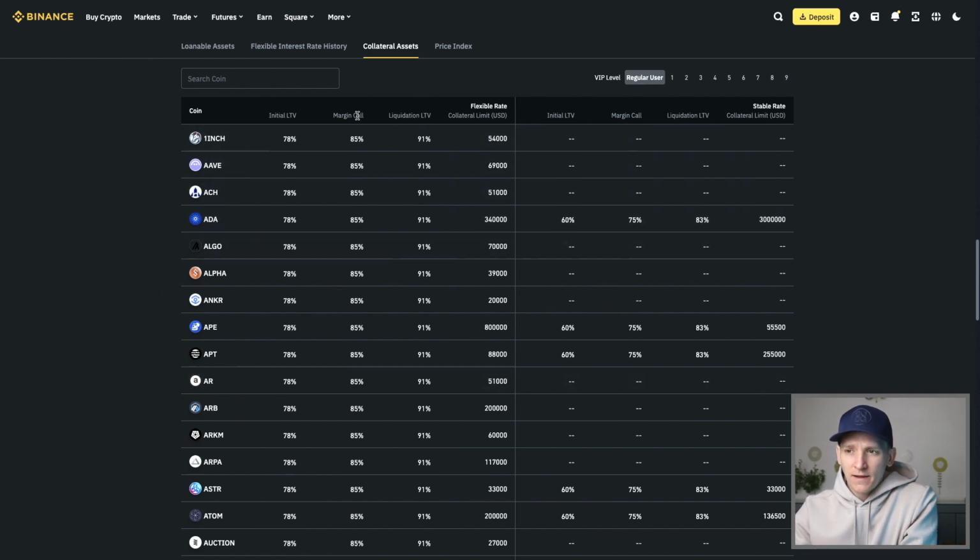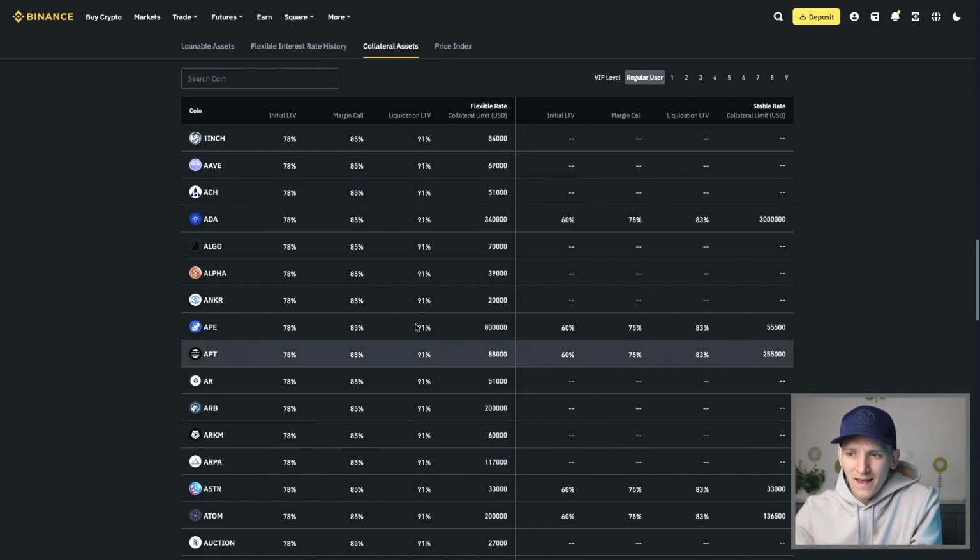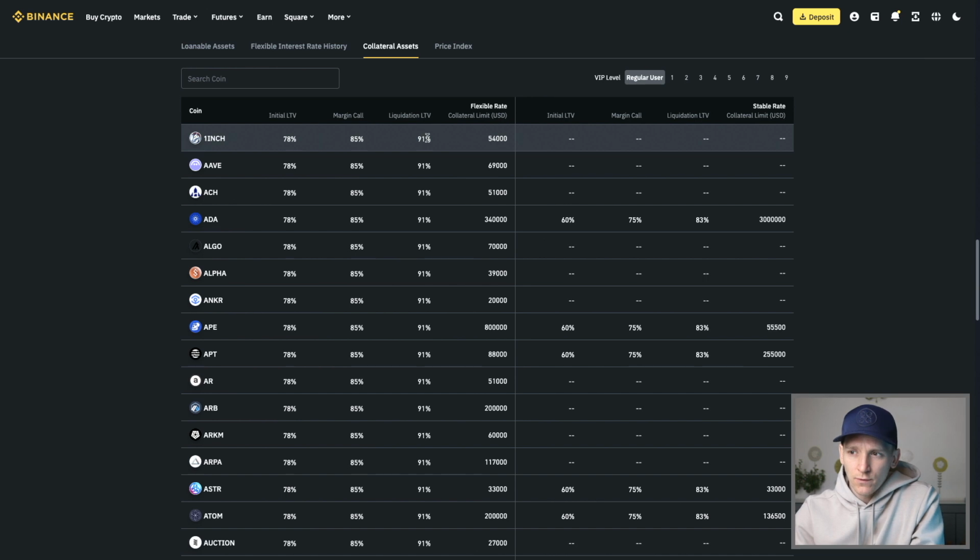Margin call, that is, like I said, if the asset price falls, your loan to value goes up. If the loan to value is 85%, they essentially will send you an email or a push message saying, hey, do you want to put some more collateral on the platform, or do you want to pay off your loan because it's getting a bit close? And like I said, 91% for most assets, that's when you get liquidated without your choice, if that's going to happen. So you can see those details.